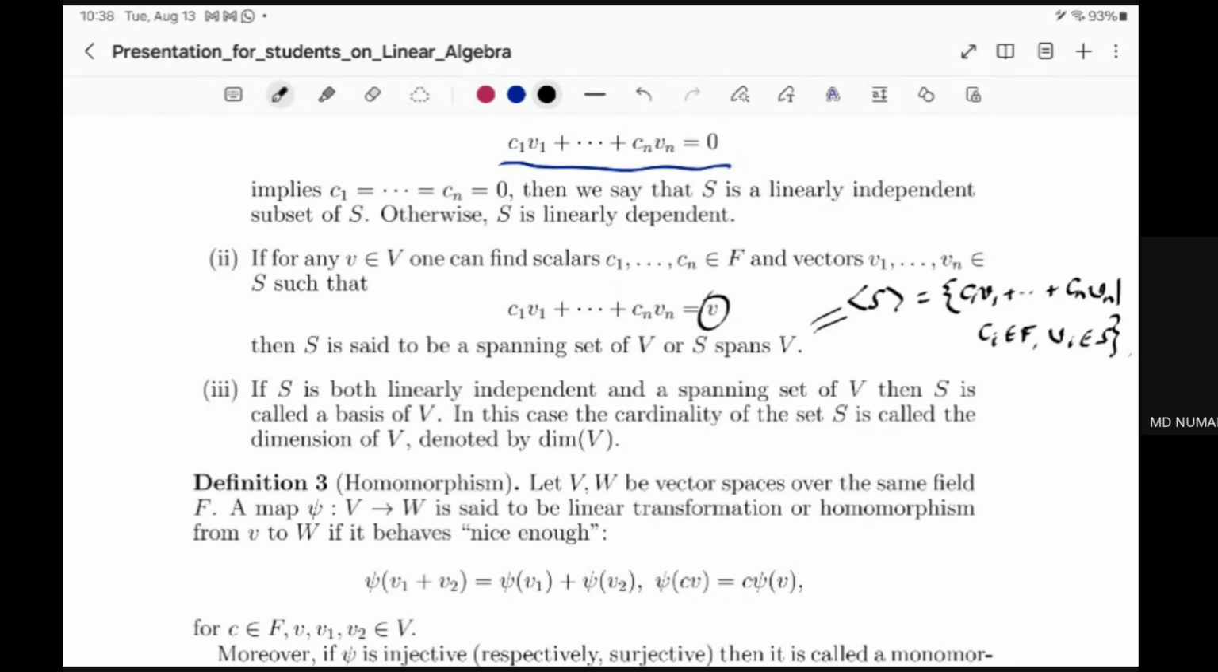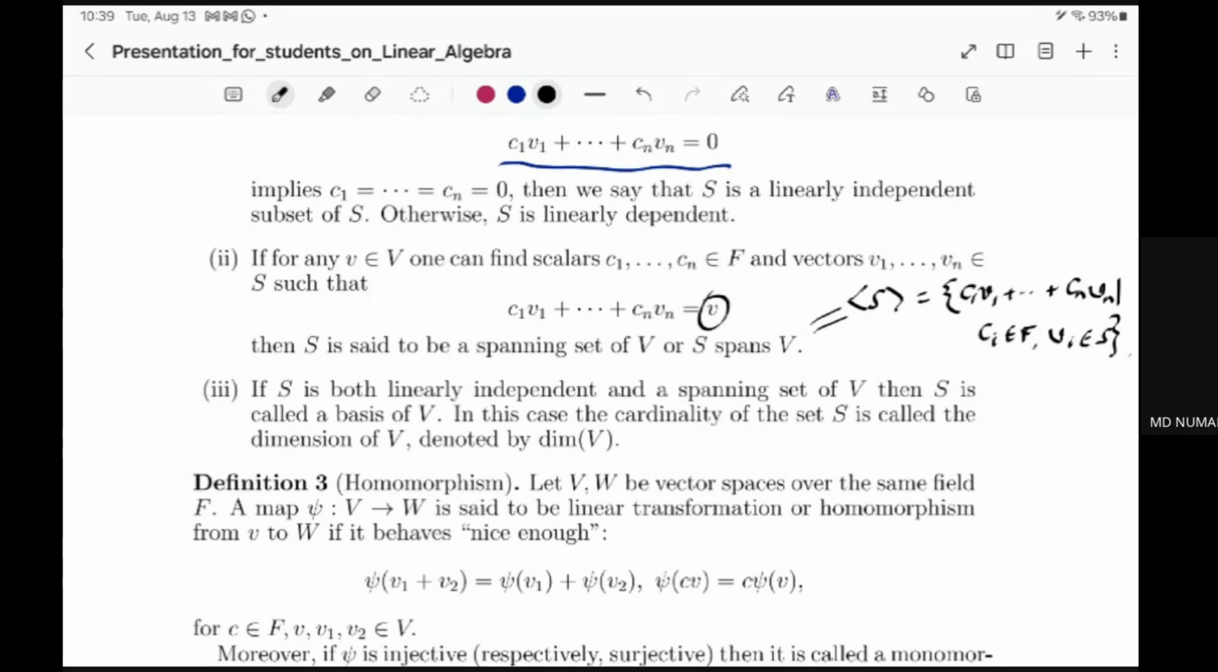But if it's infinite, so, sir, the definition says a linearly independent set is a subset of a vector space. Yes, I know that, sir. If the cardinality is infinite, then how is it expressed? It is not possible. It is possible, but you only take finitely many elements at a time.